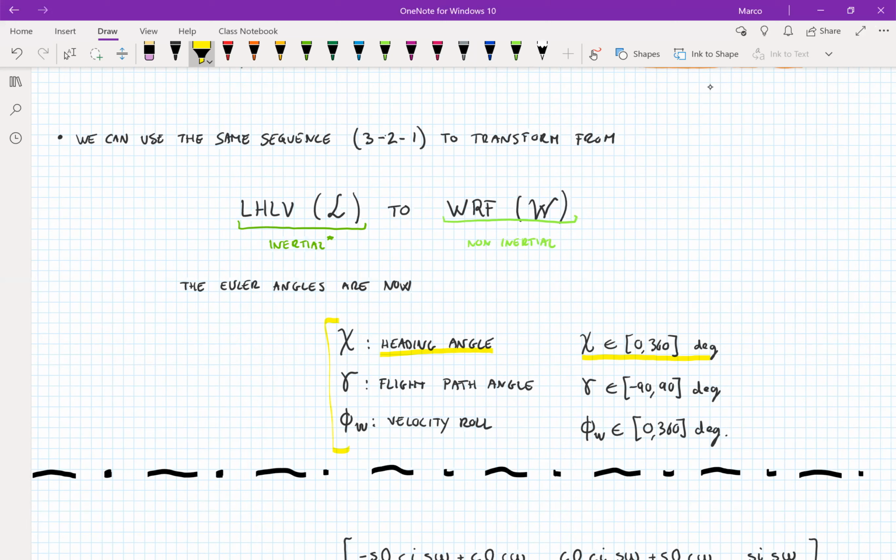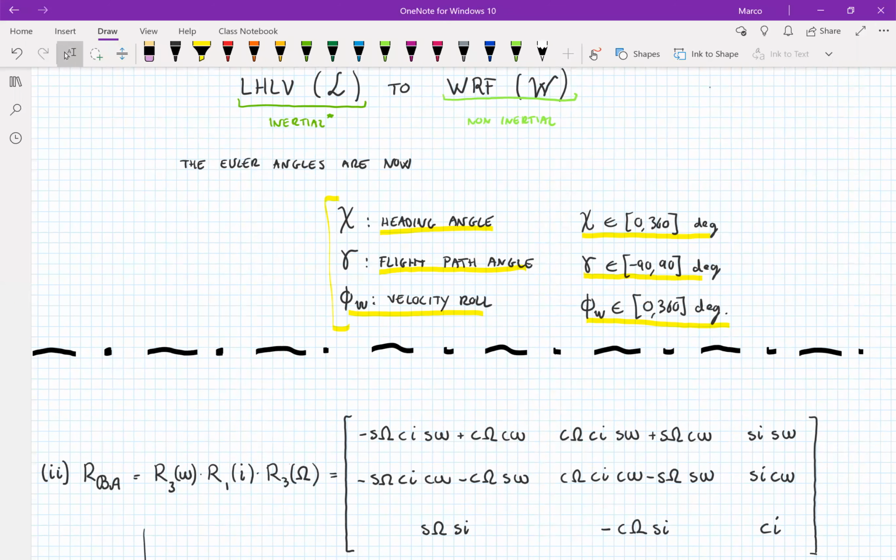Now the second angle is known as the flight path angle. We're going to see this in more detail later on, so for now, just hang in there. We're going to give these angles a physical meaning. But for now, we have gamma, which is the flight path angle, and goes from minus 90 to 90 degrees. And finally, we have the velocity roll angle, phi of omega, which can vary from 0 to 360.